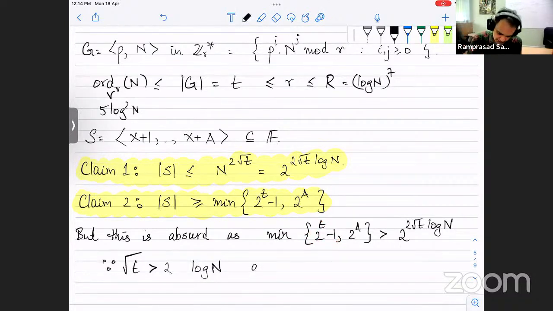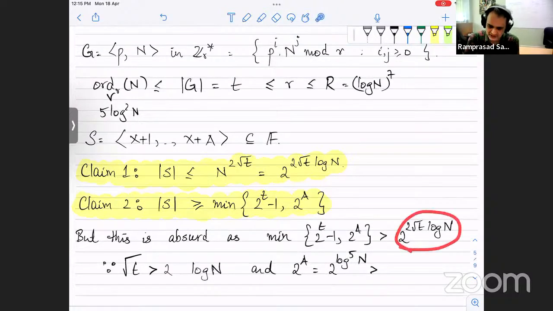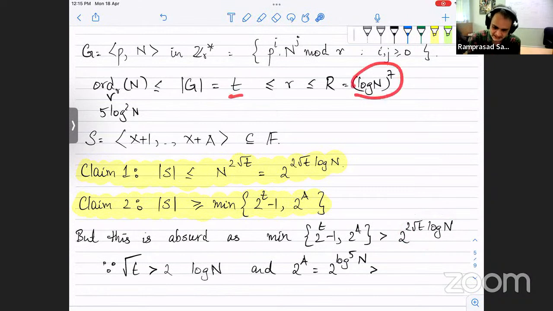Okay, and what can I say about 2 power a? Now a, we chose it to be something like log power 5 n or something like that. So 2 power a is something like 2 power log power 5 n. But what's the largest that this quantity can be? Worst case, t is maybe as large as log n power 7. So square root t is going to be something like log n power 3.5. There is one extra factor of log n, so it's like log n power 4.5. So this is certainly bigger than 2 power something like 2 into log n power 4.5.